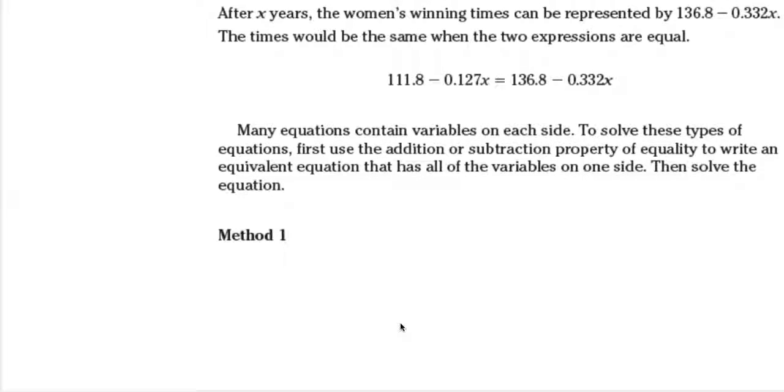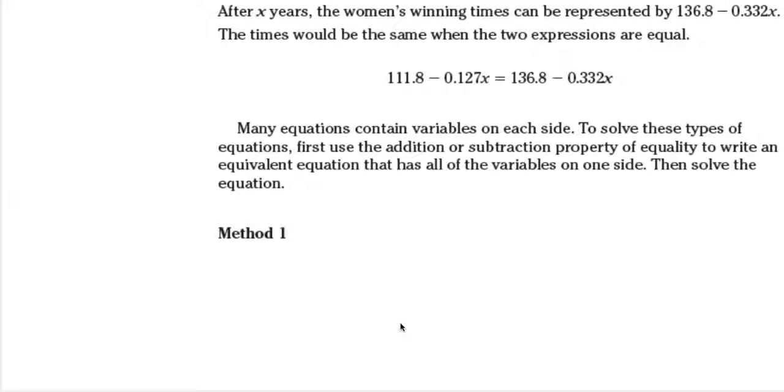To solve these types of equations, first use the addition or subtraction property of equality to write an equivalent equation that has all the variables on one side, then solve the equation. Let's follow method 1. 111.8 minus 0.127x equals 136.8 minus 0.332x. We just copy down the problem, and in this case we are utilizing a calculator.